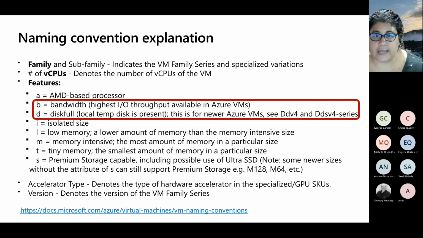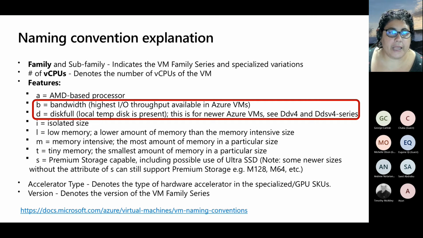So if it's a lowercase a, it's an AMD processor. The B in the EBDSV5 stands for bandwidth, for IO bandwidth. D stands for diskful, which means it has a local SSD that's available inside the VM. Usually it's a D drive, but it's a local temp drive. It's ephemeral storage, which means that if the VM migrates to a different host because of self-healing or because of maintenance, you will lose the information that's on that drive. I means it's isolated, which means there's only 1 VM on the host. So those will be your larger VMs that take up all the CPUs on the host. There's a little holdback for Azure backend processing, but you get almost all the CPUs in the host.